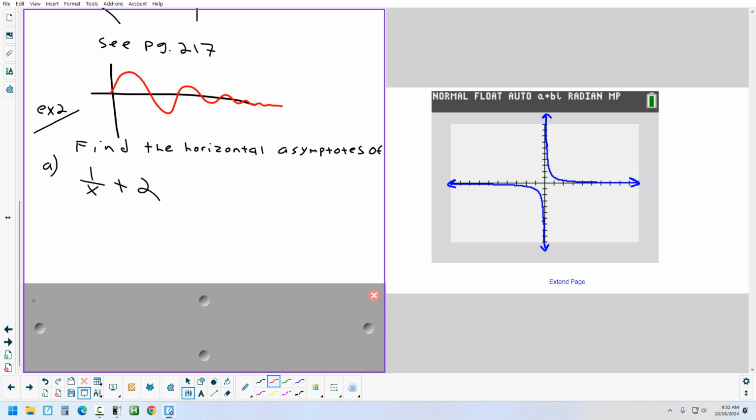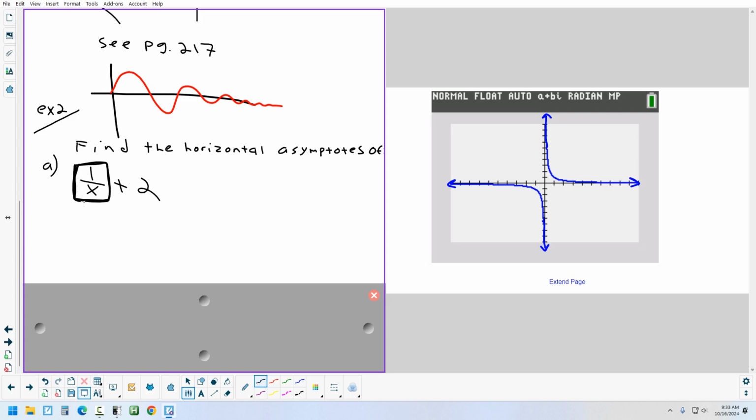Okay, so let's try this one. Find the horizontal asymptotes of 1 divided by x, plus 2. Now, you can use the table, but this is a simple enough problem. You really don't need it to figure out what's going to happen. Look at that fraction. As x gets bigger and bigger, like 1 million, 10 million, 200 billion, what's going to happen to the number that's inside that box? It's going to get very small.